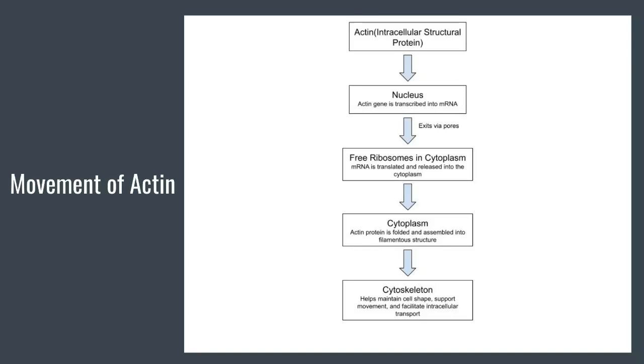It functions within the cytoplasm, where it helps maintain the cell shape, supports intracellular transport, and contributes to the cell's motility. Actin's role is vital in processes such as endocytosis, cytokinesis, and forming cell junctions. Its intracellular production pathway is simpler but no less essential than that of the secreted macromolecules.